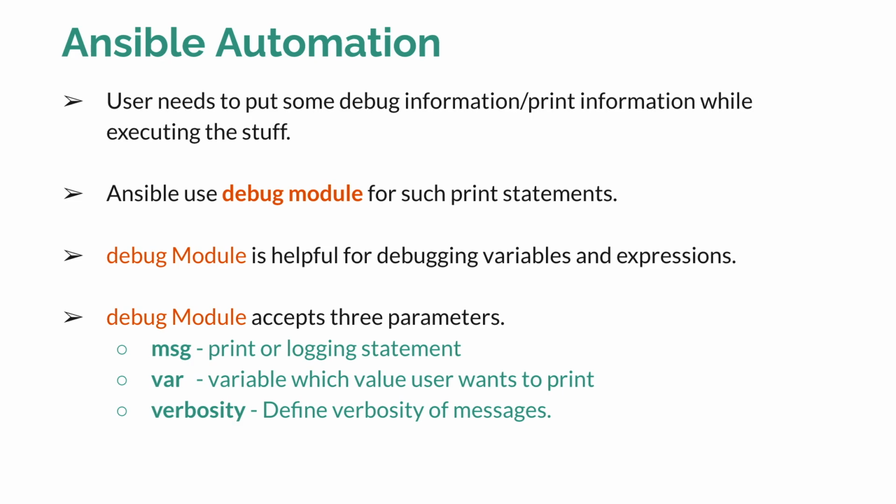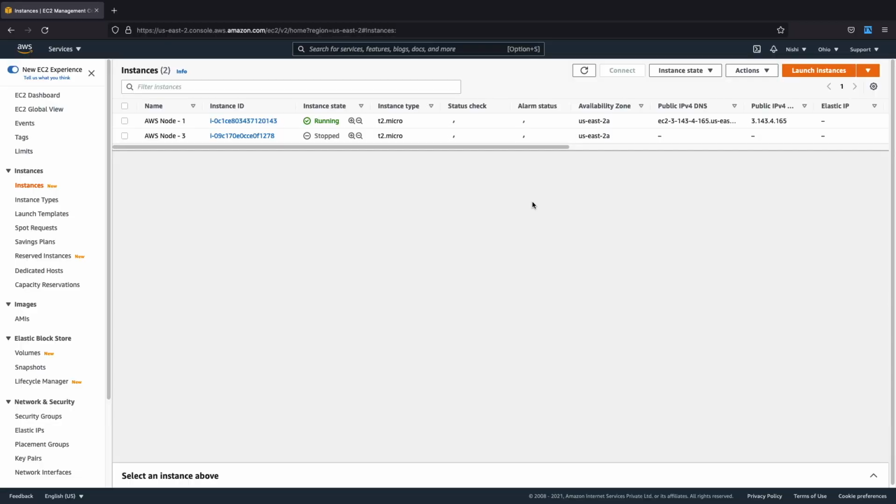So let's go to AWS and we will start a few instances. Then we will go to the Ansible engine and we will create the Ansible playbook for the debug module. We are on the Ansible and right now I'm just executing one of my instances. This is instance 1 and the IP is 3.143.4.165. Because we just need to define the debug statement, I'm executing just one instance. Now we will switch to Visual Studio Code and create the playbook for this debug module.